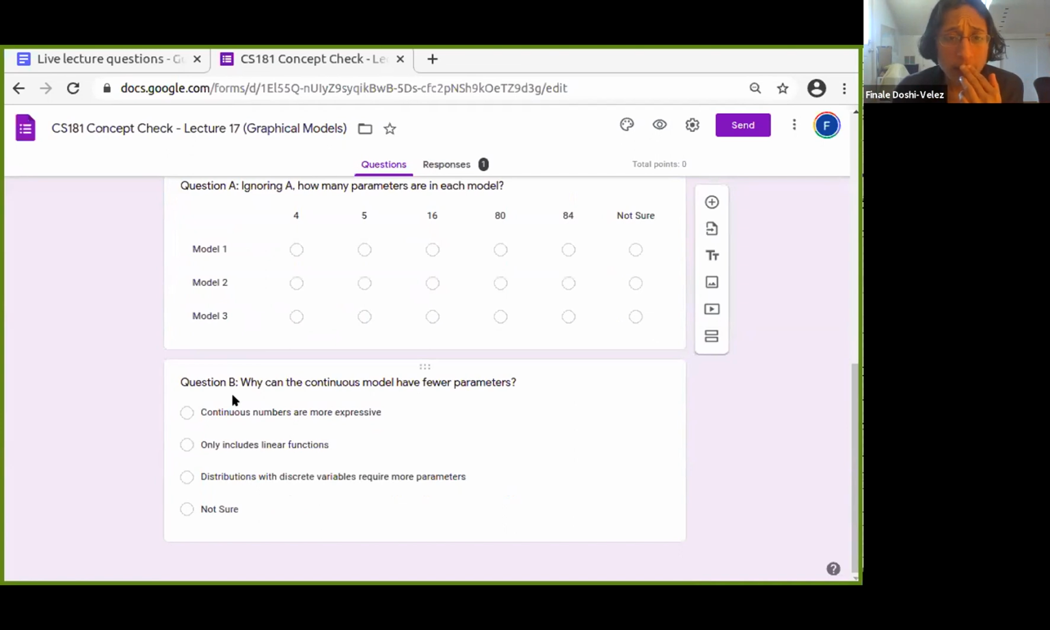And then consider why a continuous model can potentially have fewer parameters. I guess we've given away that the continuous models have fewer parameters than the discrete ones. But why might that be the case? So folks can go now to your rooms.